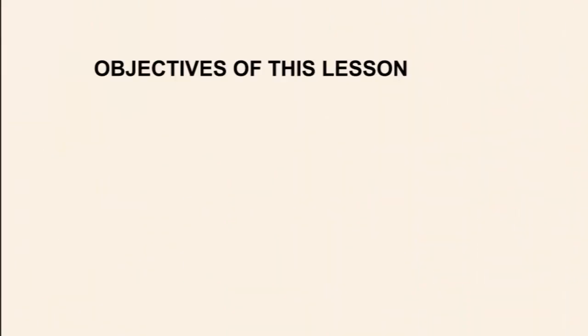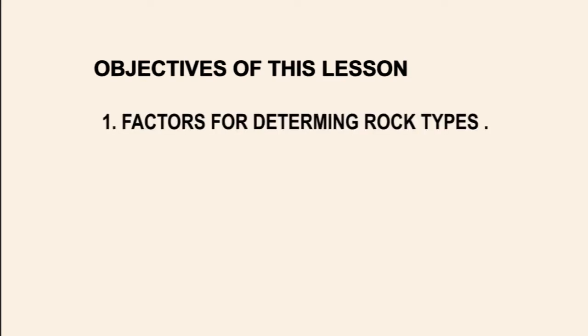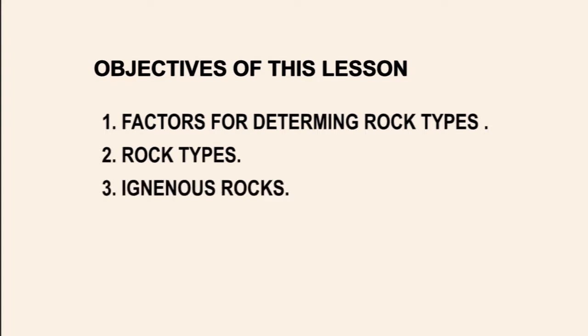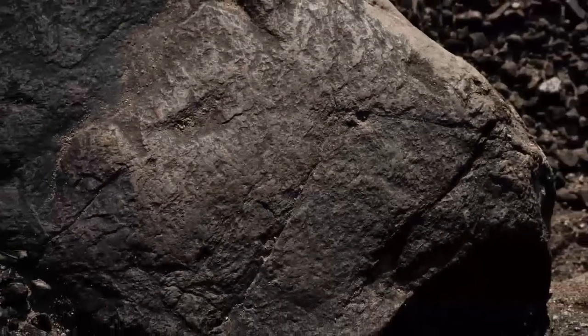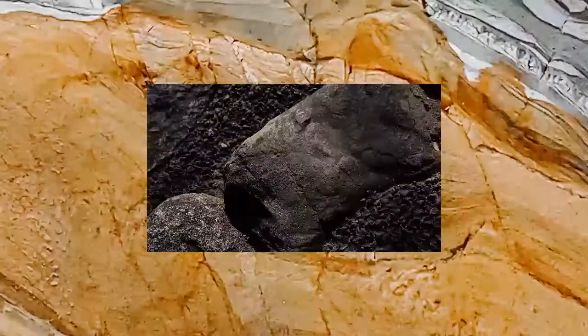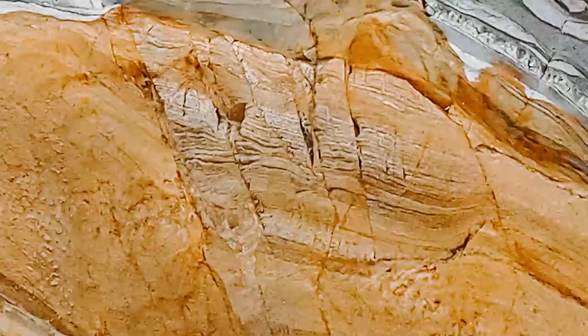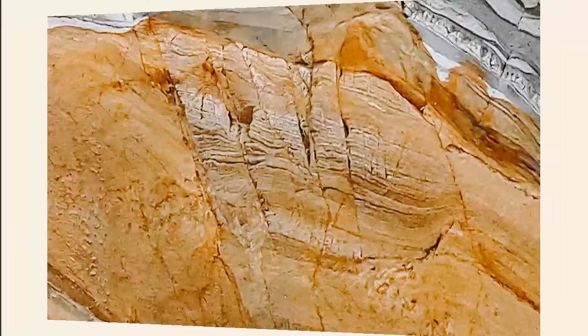In this first part of this lesson, the course objectives are: 1. Determining the factors or criteria for typing rocks. 2. Rock types. 3. Igneous rock types, their kinds and types. While in the second part, we'll be dealing with sedimentary rocks, their kinds and types, as well as metamorphic rock types and kinds.